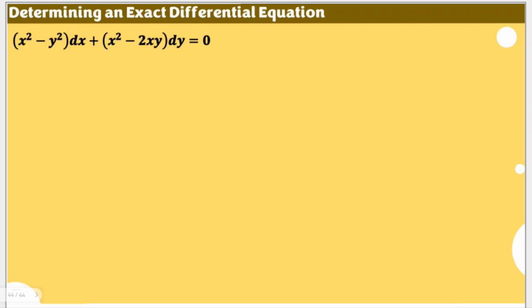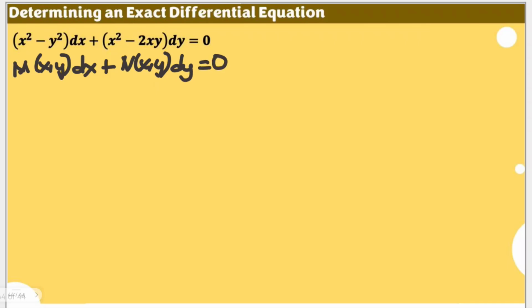Let's consider this given differential equation and find out if this is an exact or a non-exact DE. Now, let's first give the general form in determining whether this is exact or not. We will have here M of xy dx plus N of xy dy equal to 0.